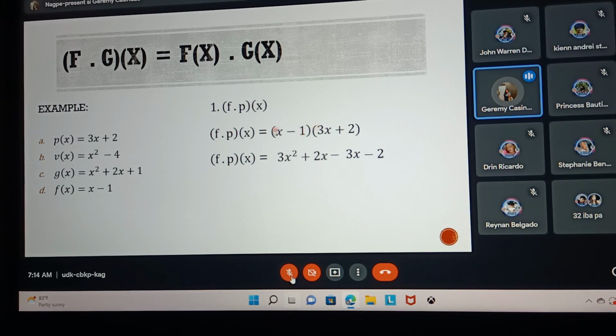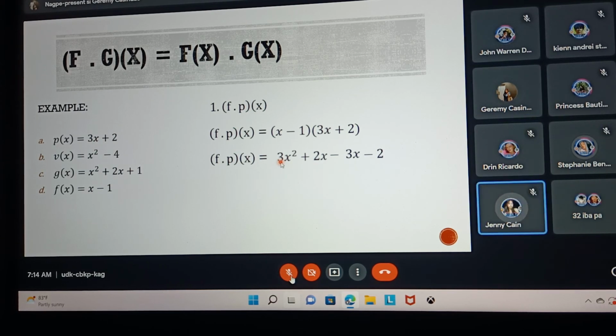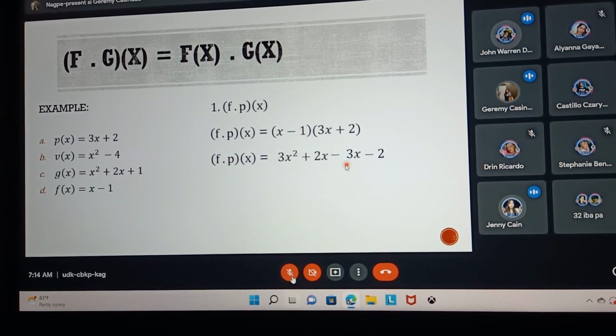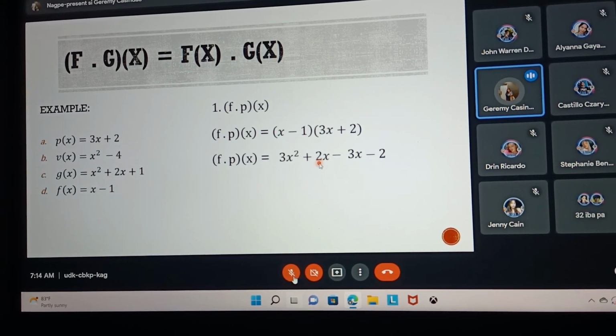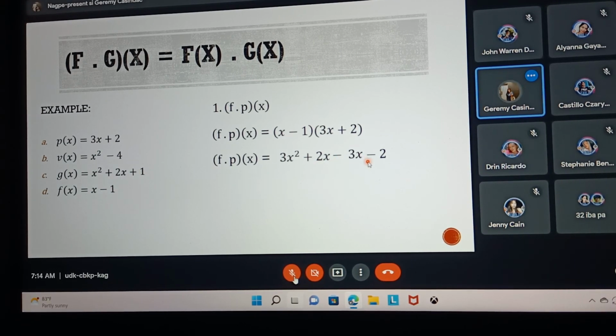Okay? Since na-simplify na natin itong 2 binomial, syempre, simplify na rin natin ito. So, meron ba similar term ang ating 3x squared? Wala po. How about 2x? Meron po. So therefore, i-subtract natin 2x minus 3x, that is negative x po. Negative x minus 2 since wala naman ang natira. So therefore, our final answer would be 3x squared minus x minus 2.